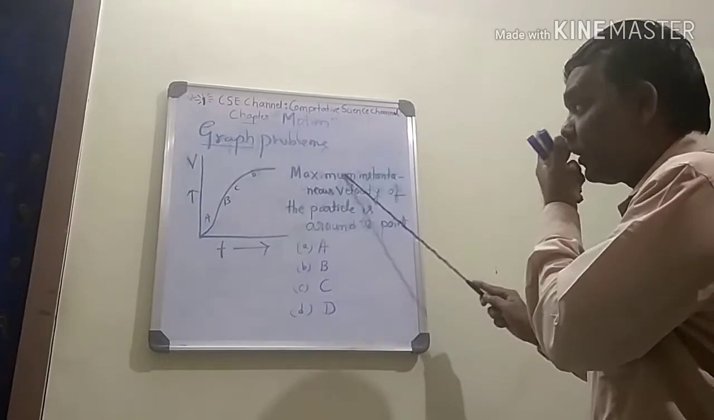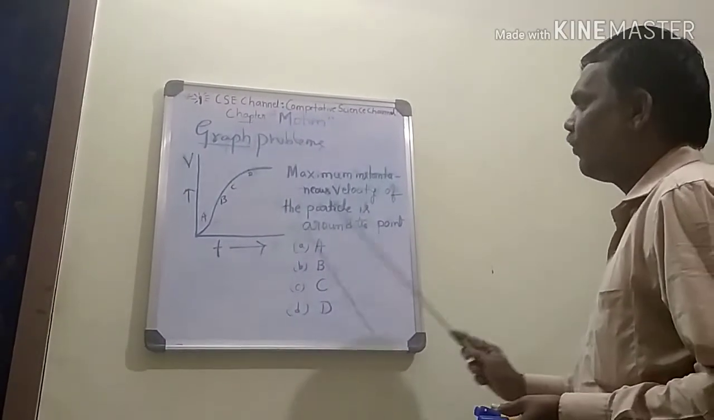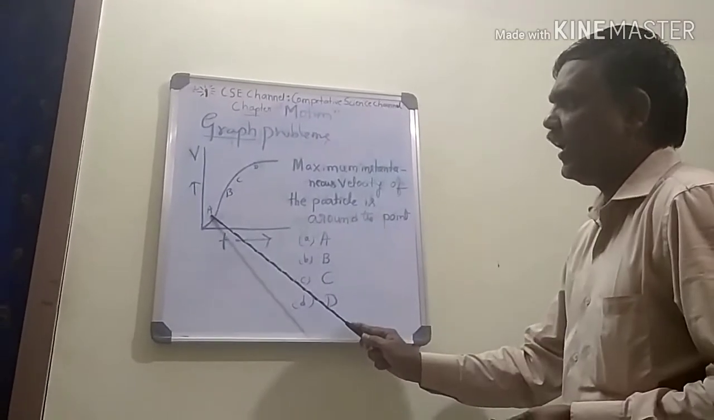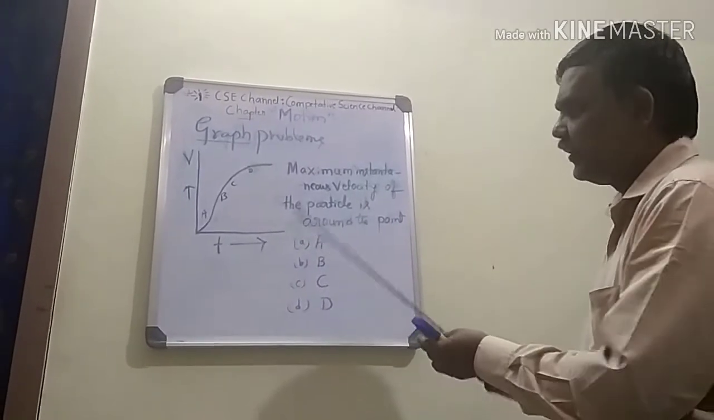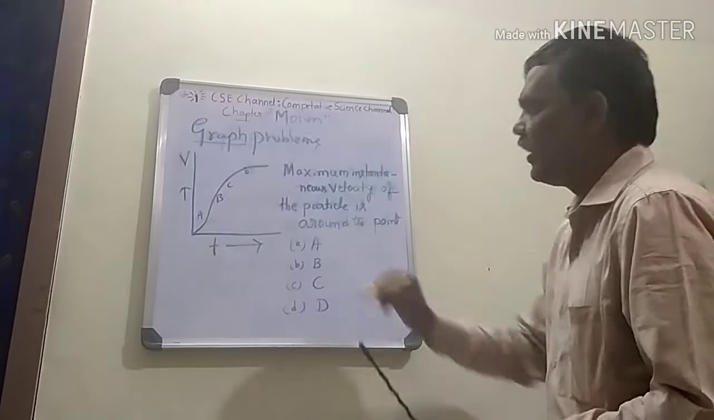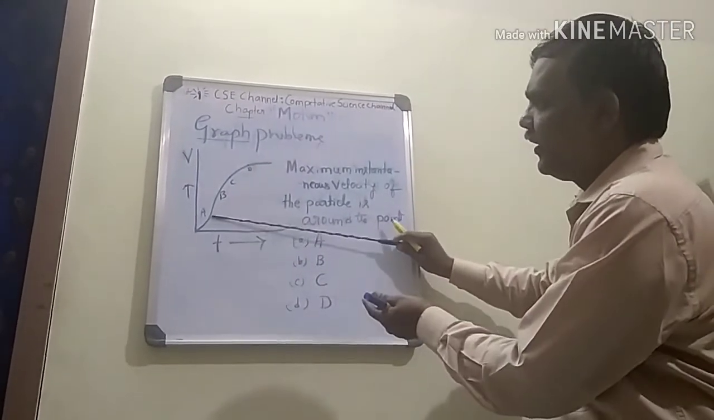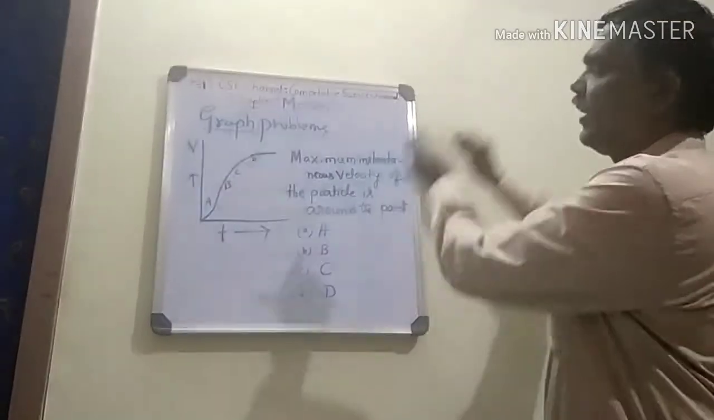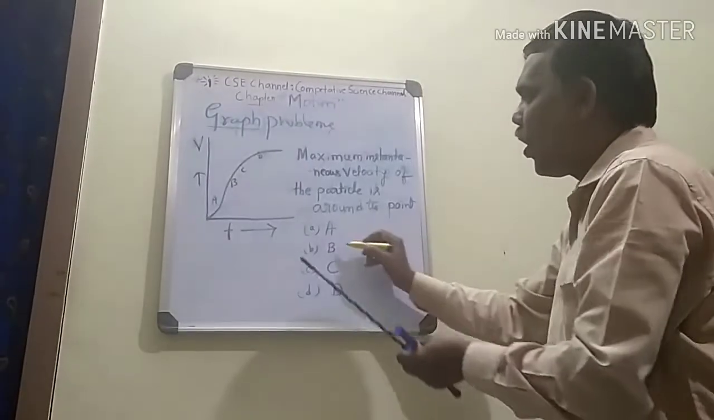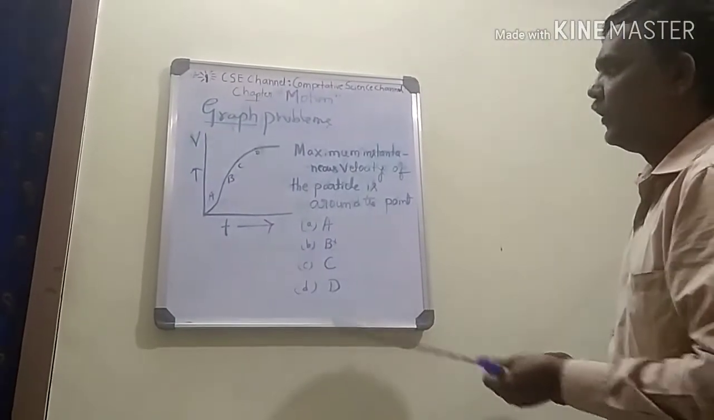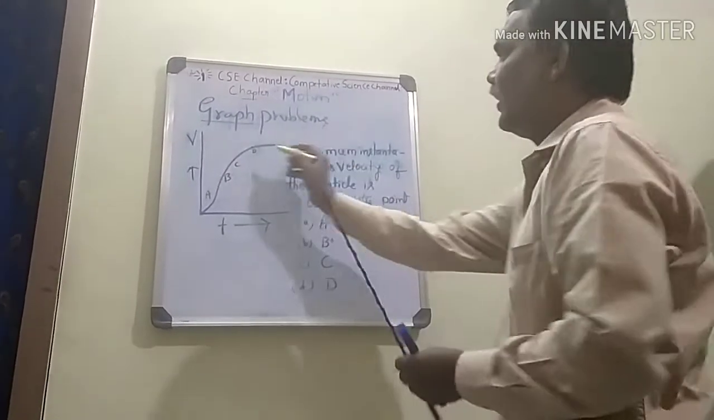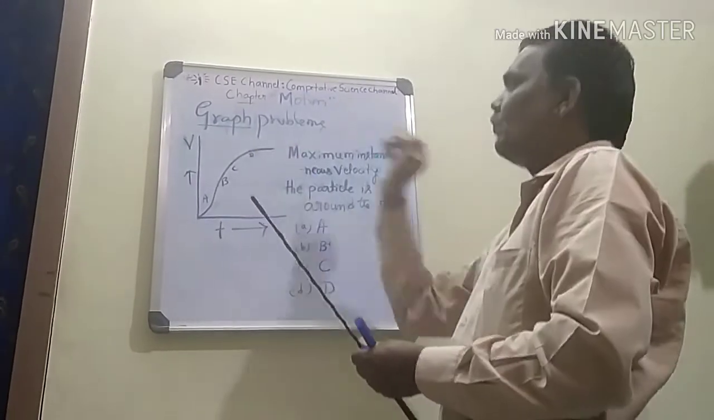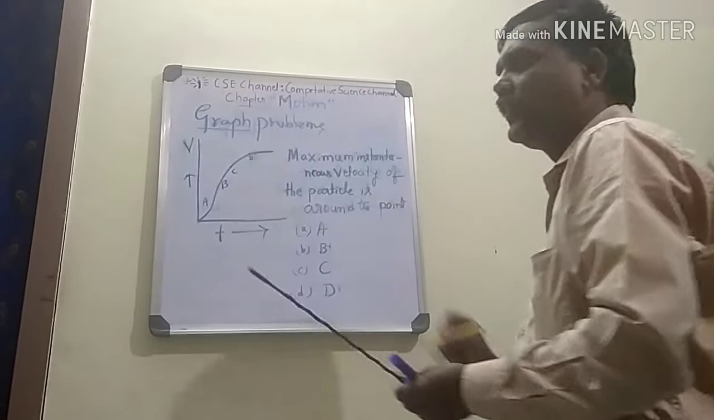See, the maximum instantaneous velocity of the particle is around the point. Here the maximum instantaneous velocity is not there in A, so the answer A is not correct. Then in B, the velocity increases, but it is not instantaneous, meaning it is not a sudden increase. So option B is also wrong. Then come to option D. Here the velocity is somewhat constant after the D point, so this answer is wrong.